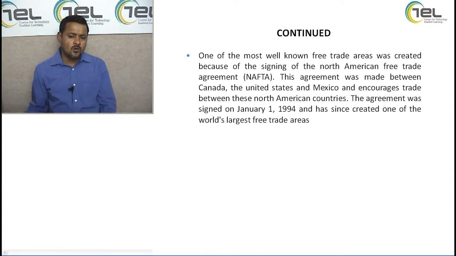One of the most well-known free trade areas was created because of the signing of the North American Free Trade Agreement in 1994. This agreement was made between Canada, the United States, and Mexico, and encourages trade between these North American neighbors. The agreement was signed in 94 and hence created one of the largest free trade areas all over the world. And this is fairly successful.